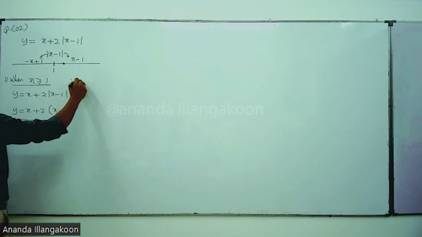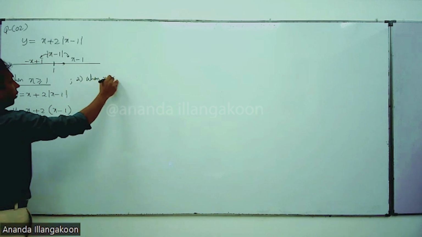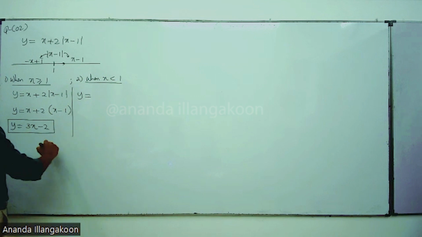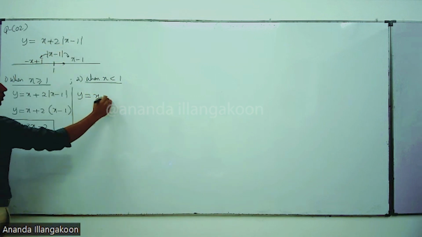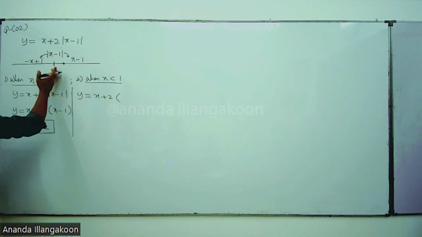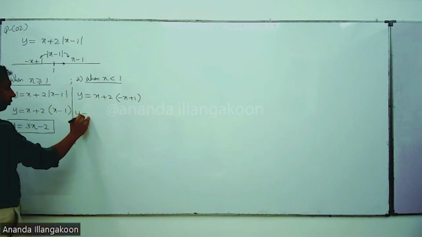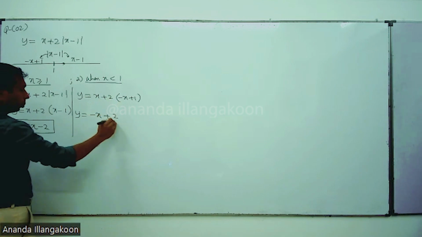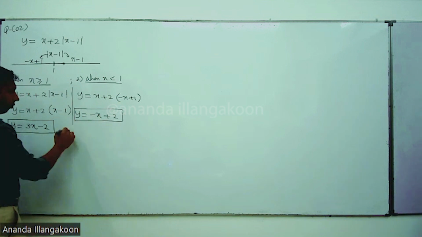Right. Next one, when x is less than 1. Here mod x minus 1 is minus x plus 1. Let's see. Here y equals x plus 2 times minus x plus 1, which gives minus x plus 2.